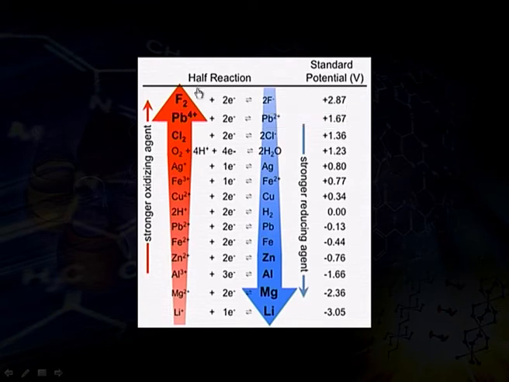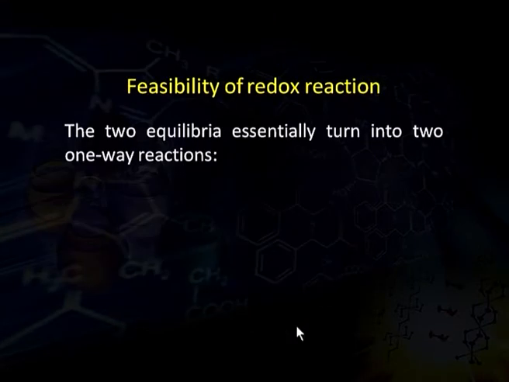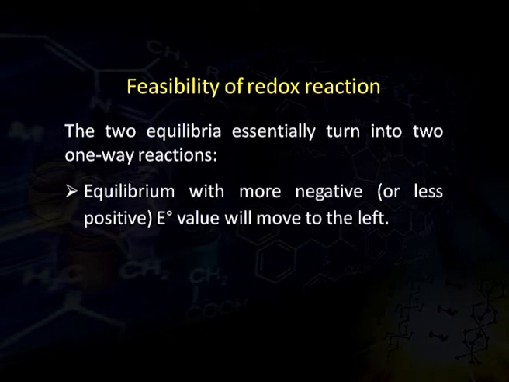The half cell reactions have been given and the corresponding values are tabulated. The stronger reducing agent is kept at the bottom and the oxidizing agent is kept on the upper part. This is the strong oxidizing agent and it is the strong reducing agent. The two equilibria essentially turn into two one-way reactions. The equilibrium with more negative or less positive E naught value will move to the left.